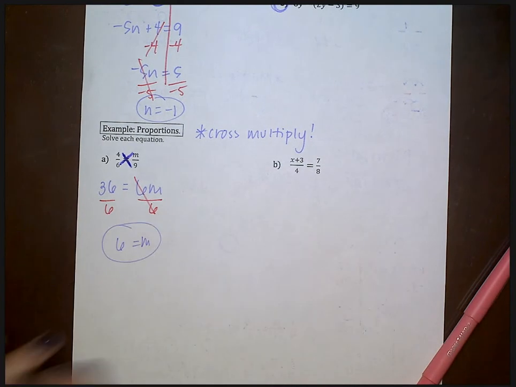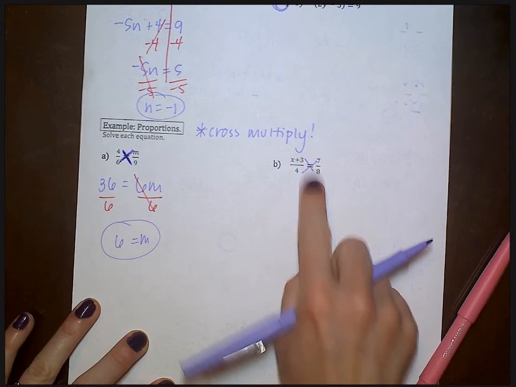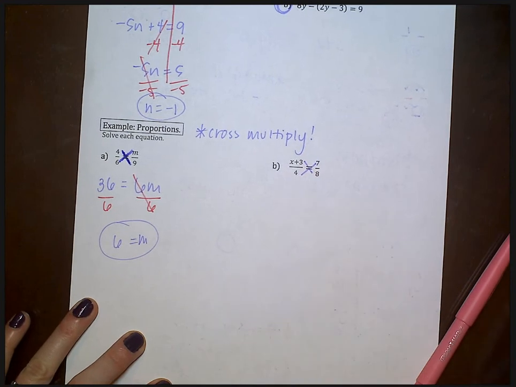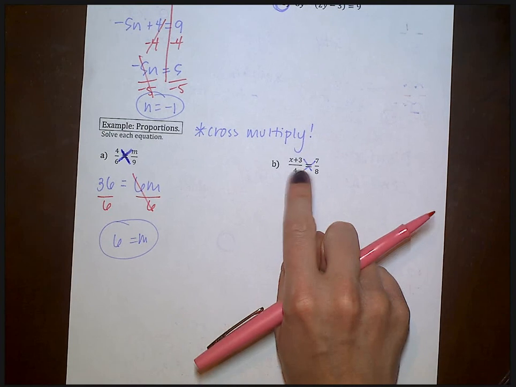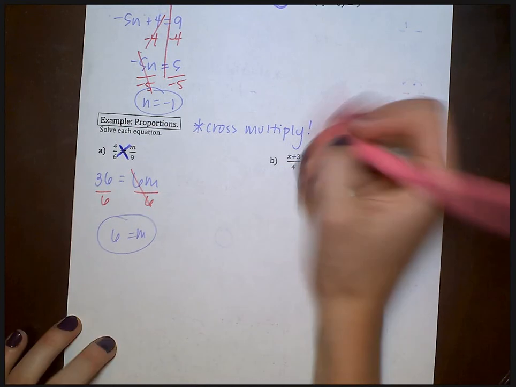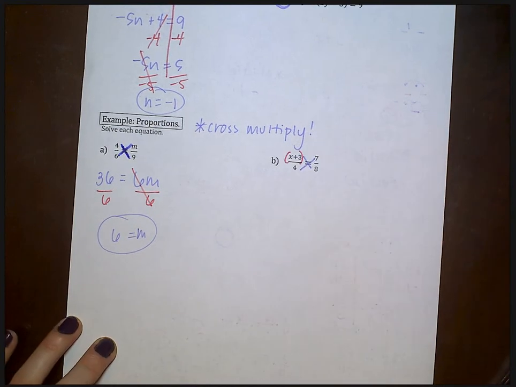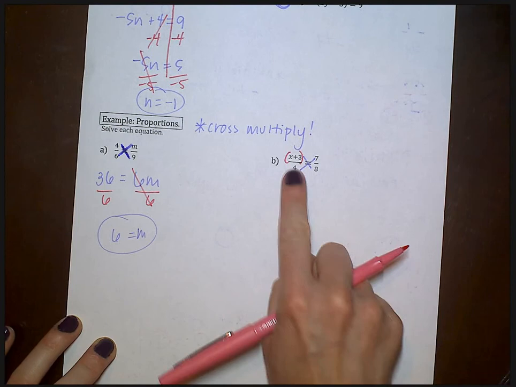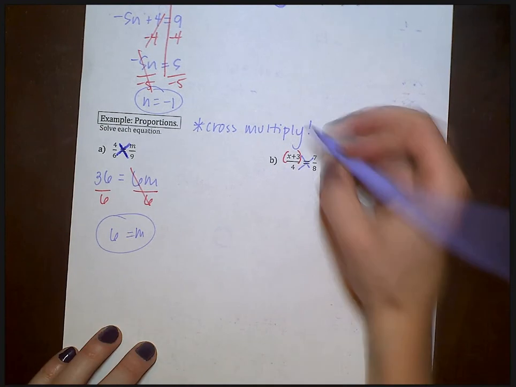Example B is the exact same thing. I'm going to cross multiply to get rid of the fractions. The only difference is one part of your fraction is an addition problem. If you see this, an addition or subtraction problem within your fractions, you have to use parentheses. If you don't, you will forget to do a step, and you're about to see what.